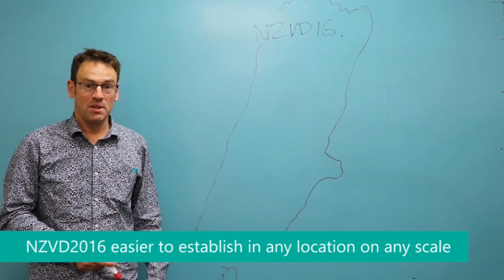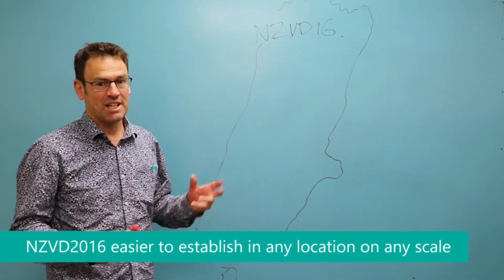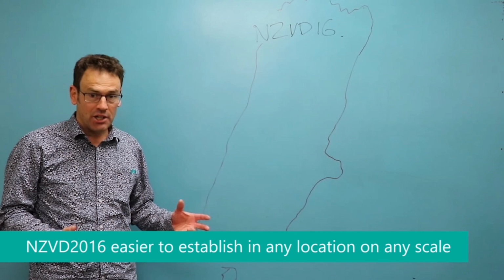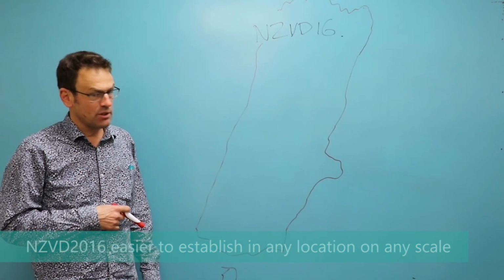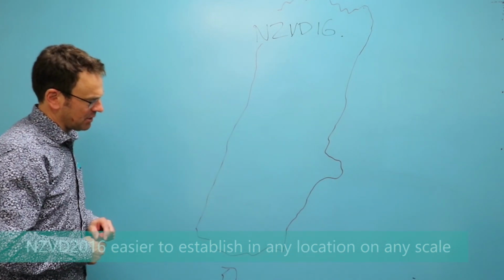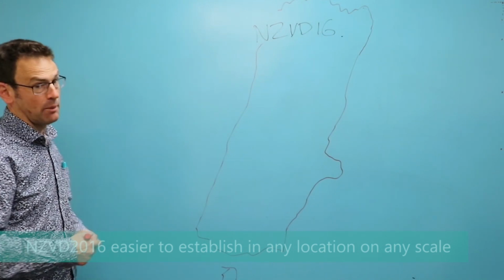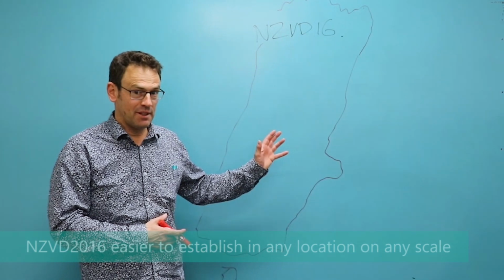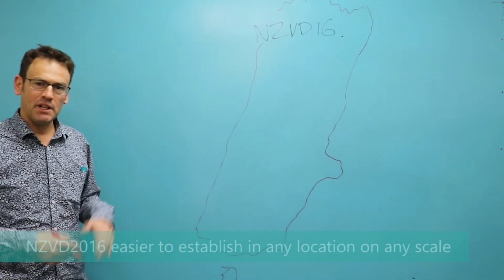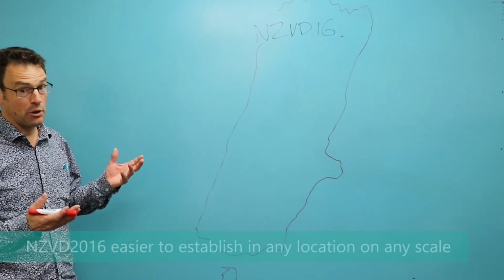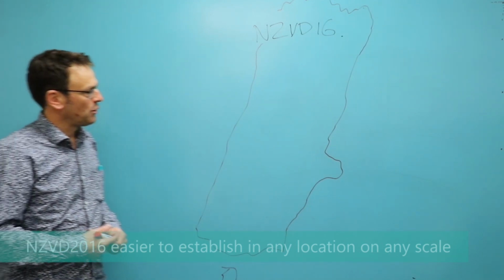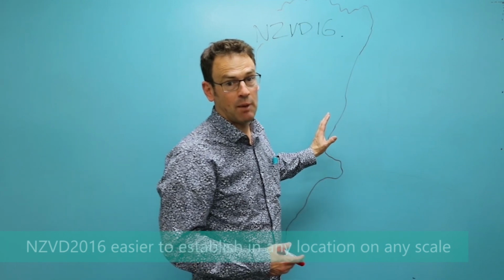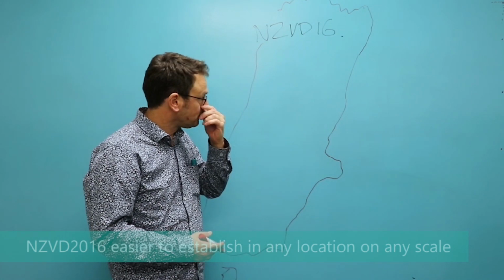So my third point about NZVD 2016 as a datum is that it's easier to establish in any location at any scale. So for this, I'm going to build on the generic example from last time and give a specific. This is the South Island of New Zealand, and the example I've used is the Kaikoura earthquake. The Kaikoura earthquake zone covered much of the upper South Island east coast.